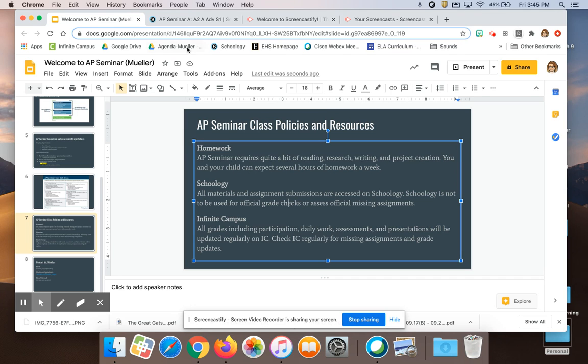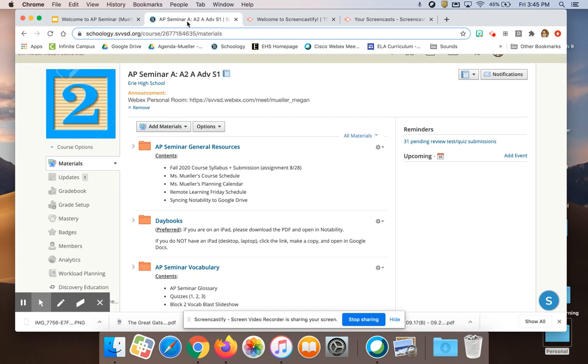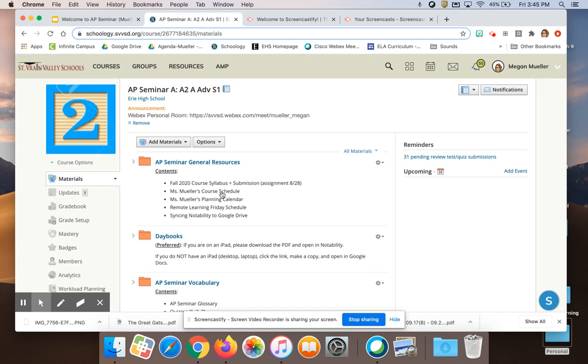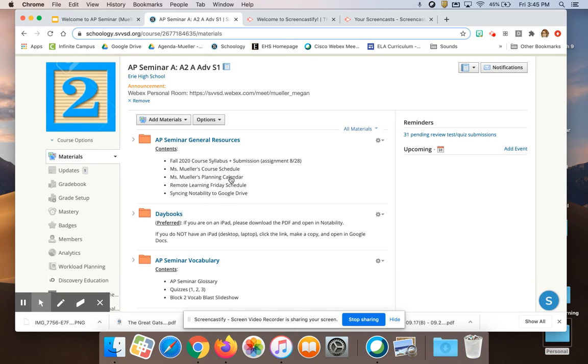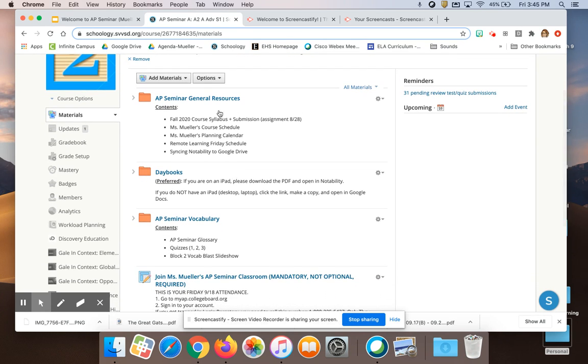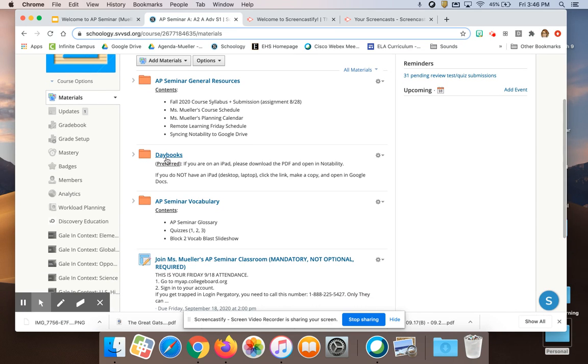So the first thing I'm going to show you is an example of one of my Schoology blocks. This is my second period. All of my blocks look the same. I'll keep general resources in this folder, such as our course syllabus, what my schedule looks like, what days and times I have free time for them to meet one-on-one. And then some instructions on syncing Notability to Google Drive. This is how I grade their, what we call, daybooks, which is what I'm going to talk to you about now.